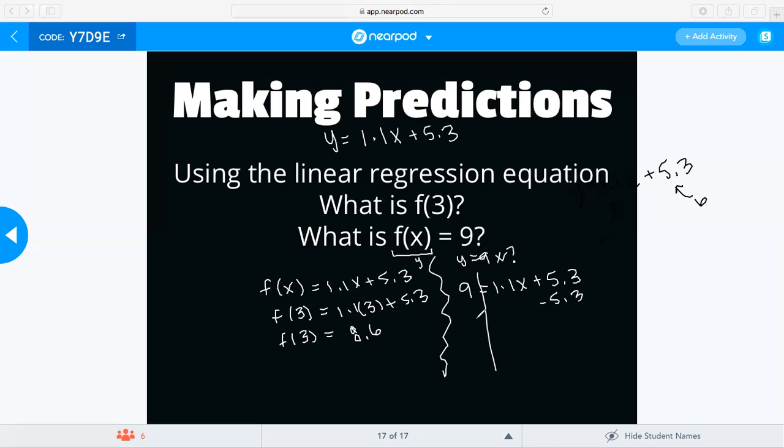All right, subtract 5.3 from both sides. So 9 minus 5.3 is 3.7. And then what? Yes. And I'm going to divide both sides by 1.1. So that will give us 3.36 equals x. His math is awesome. 3.36 equals x. Okay, you need to know how to do both of these things for the task today.